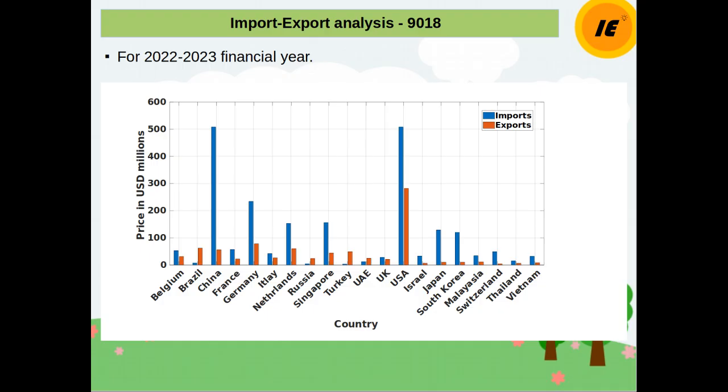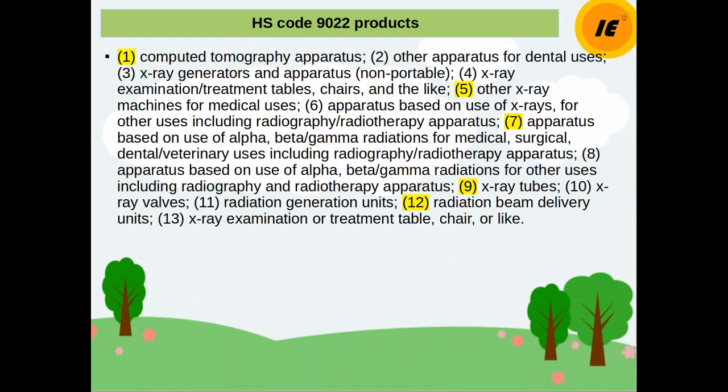Now let's come down to the other category of products, 9022, which contains computed tomography apparatus, other apparatus for dental uses, X-ray generators and non-portable apparatus, and various other things, for example other X-ray machines for medical uses, apparatus based on alpha, beta, gamma radiation for medical, surgical, dental, veterinary uses, including radiography apparatus, X-ray tubes, radiation beam delivery units, X-ray examination or treatment tables, chairs or the like.